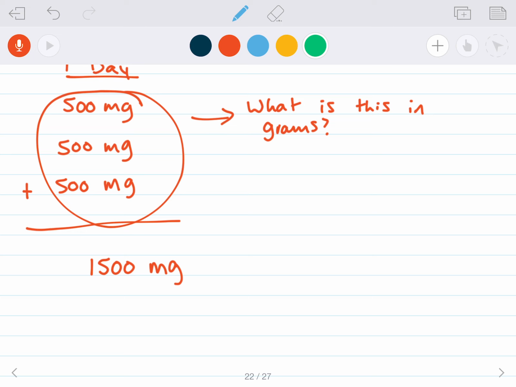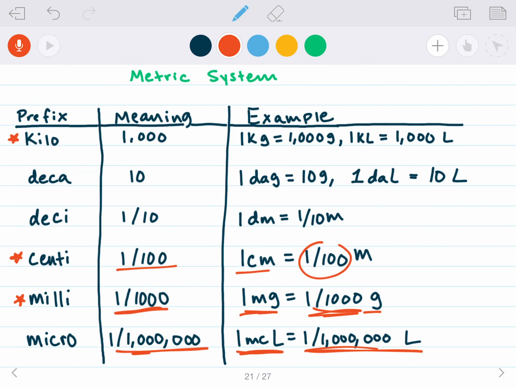The first thing we want to do is go from this to grams. That's our goal here. So first of all, we need a conversion factor. How many milligrams are in a gram?